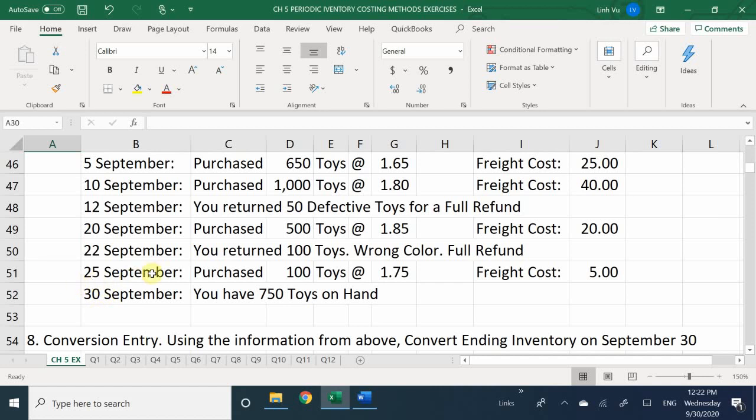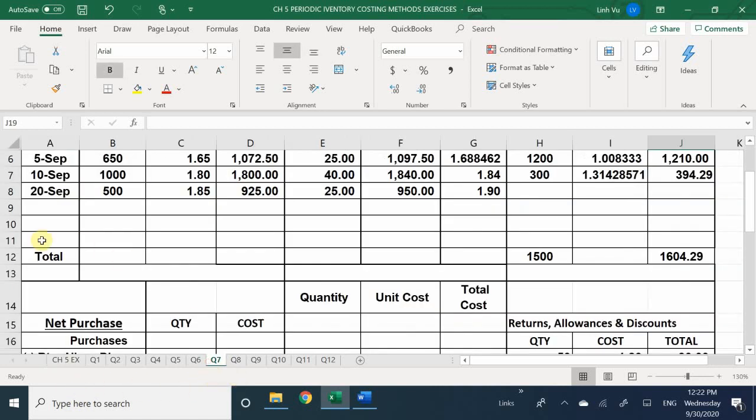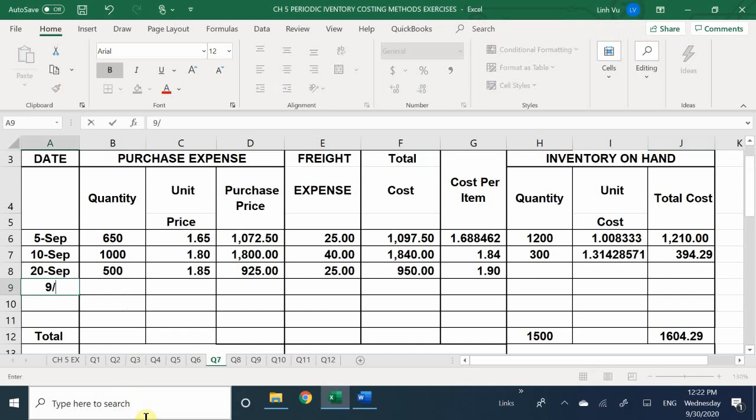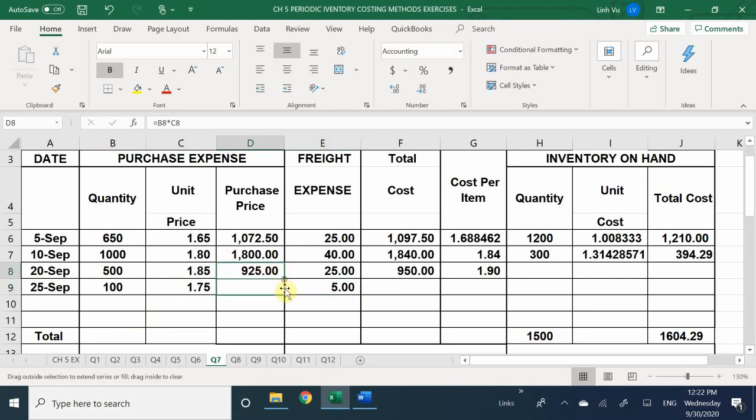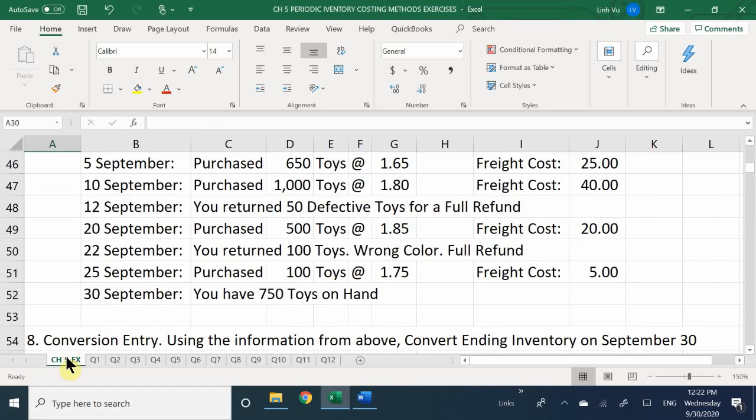Then on September 25th, we purchased 100 toys at $1.75 with the freight of $5. So here on September 25th, we recognize that we purchased 100 toys at $1.75 with the freight of $5. So that should give me a total purchase price of $175, which brings me to a grand total of $180, which if I were to find my cost per item, it should be $1.80.